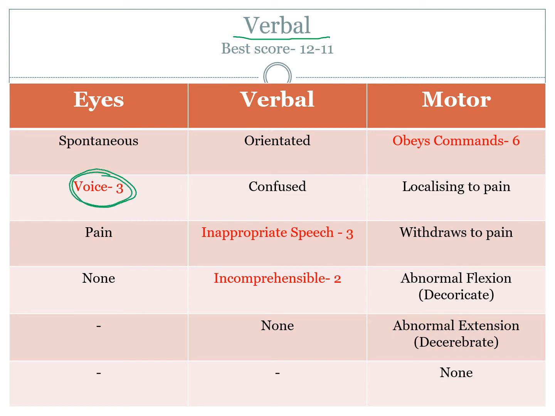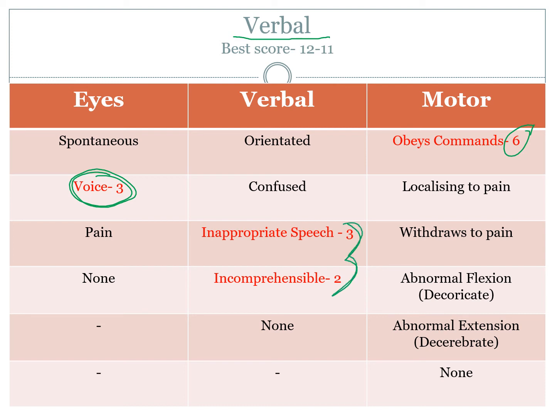You go, "Oh mate, it's time to go," and they flick their eyes open, give you a little bit of a grunt or a ramble, and then their eyes close again until you talk to them again. Because their eyes are opening when you talk to them, they get obeys commands, because the next lowest is localizing to pain. You're not doing pain yet. So they stick up in the full motor. They get 3 for opening their eyes to voice, and it's inappropriate speech and incomprehensible.